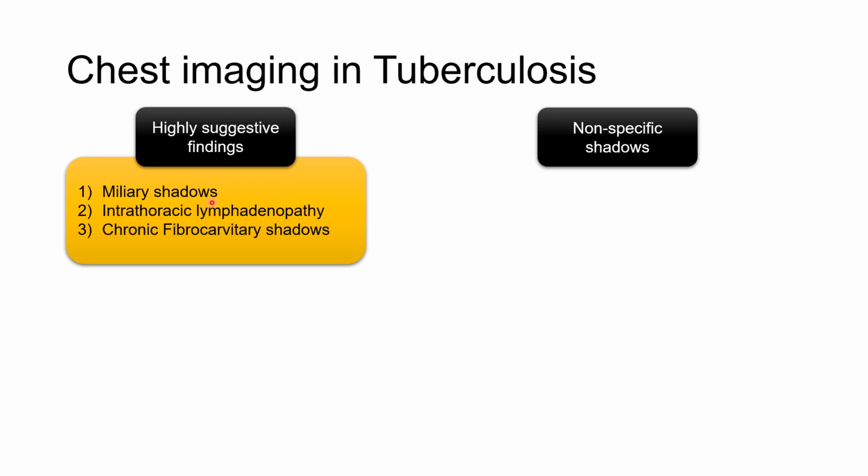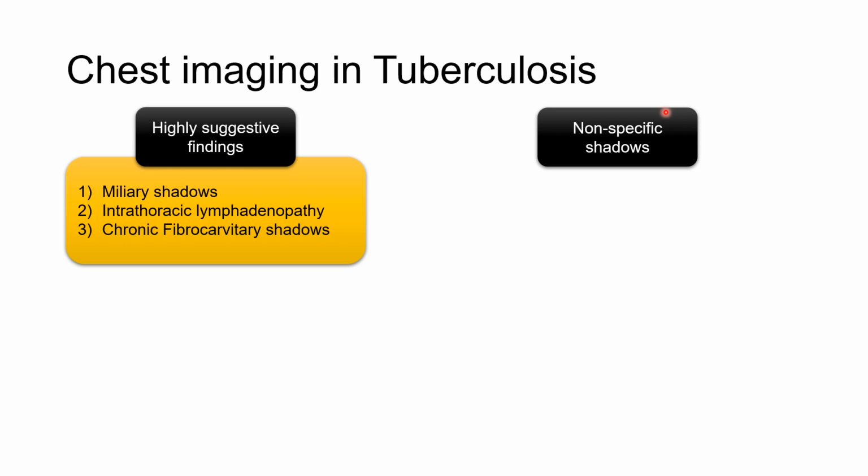One is miliary shadows, one is intrathoracic lymphadenopathy, and one is chronic fibrocavitary shadows. Presence of one of these three things, miliary shadows or intrathoracic lymphadenopathy or chronic fibrocavitary shadows, is highly suggestive of presence of tuberculosis in any patient. What are the non-specific shadows?